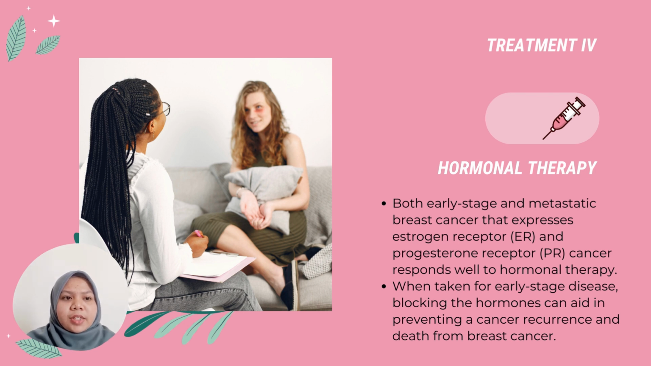The last treatment is hormonal therapy. Hormonal treatment is effective for treating breast cancer that expresses the estrogen receptor and PR, progesterone receptor, in both early stage and metastatic form. By blocking the hormones, it can help in preventing a cancer recurrence and mortality from breast cancer when this therapy is used for early stage disease.